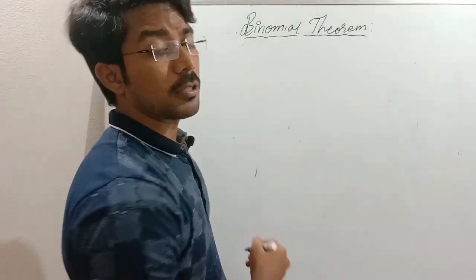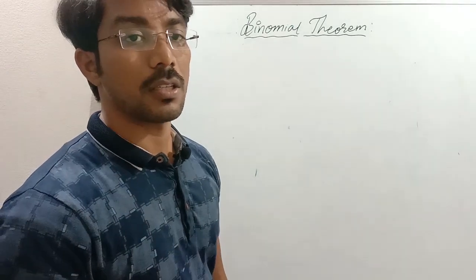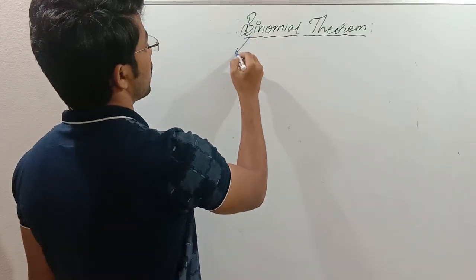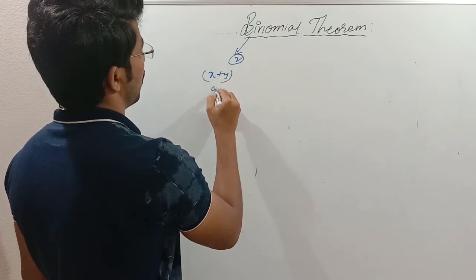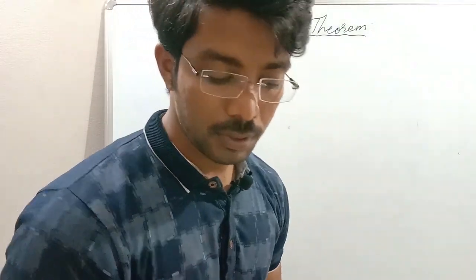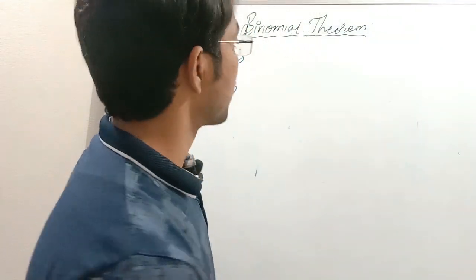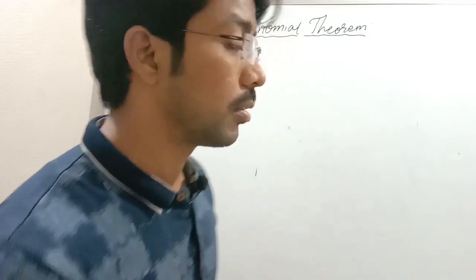What is a binomial expression? A binomial expression is an expression formed by two distinct terms. So two distinct terms. Bi is nothing but 2. For example, x plus y, a plus b. These are the two distinct terms that form the binomial expressions. Before going to the binomial theorem, let us discuss some important terms which are required for the binomial theorem.